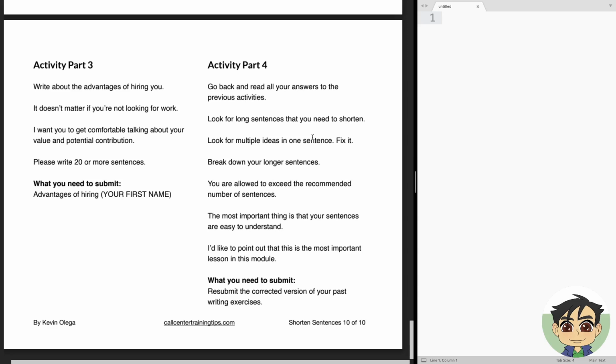So go back, read all your answers to the previous activities, look for long sentences, look for multiple ideas in one sentence, break down your longer sentences. You're allowed to exceed the recommended number of sentences. If you're worried about that, I'll allow you to write more sentences, but break down the long sentences into short sentences. The most important thing is that your sentences are easy to understand. And I'd like to point out that this is the most important module in this program, and I want you to master this before I allow you to graduate from week one.